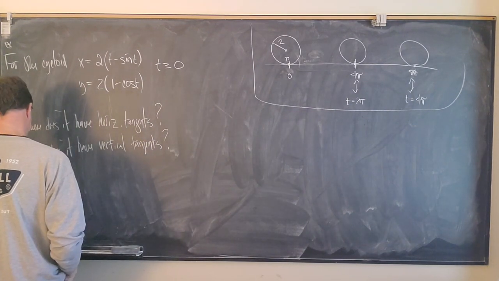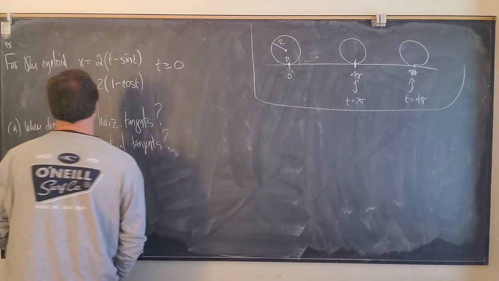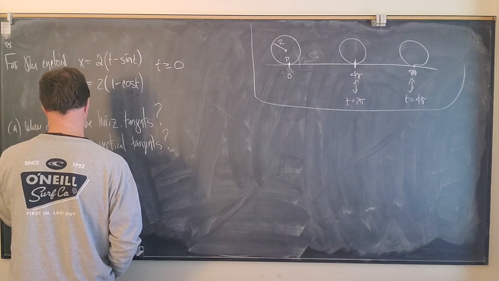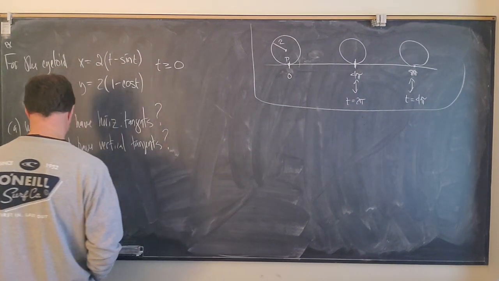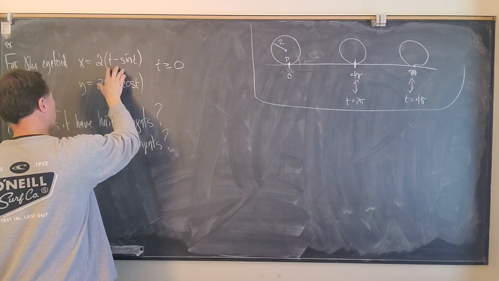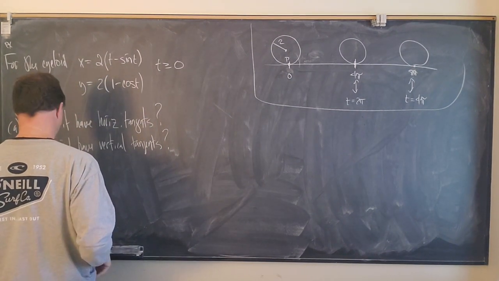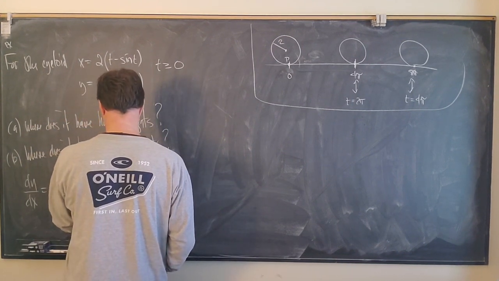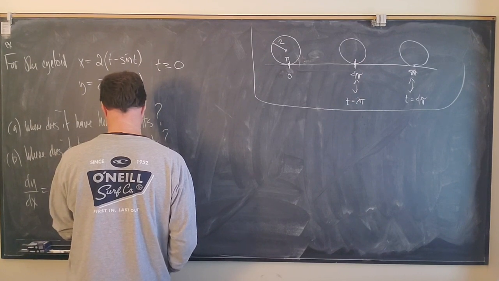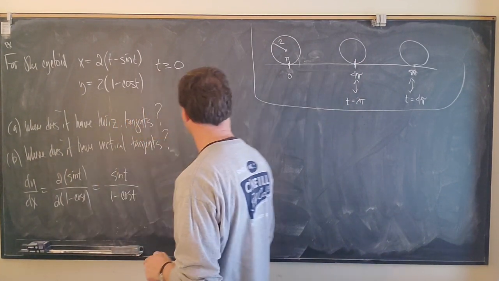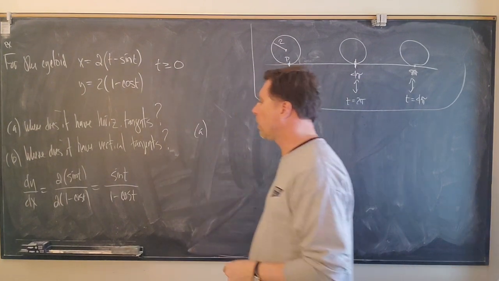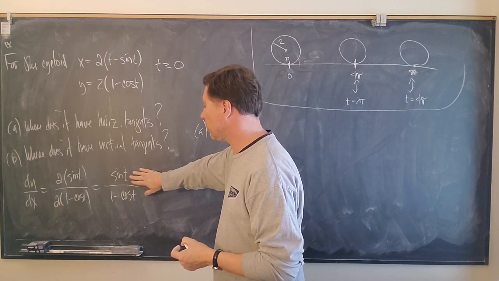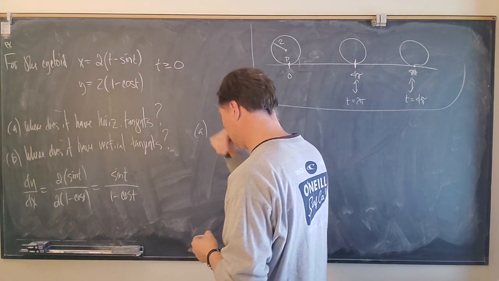So dy/dx, that's going to be 2 times sine t divided by, the derivative of the x function is going to be 2 times 1 minus cosine t. So if we simplify, that's going to be sine t divided by 1 minus cosine t. So for part A, we're going to get horizontal tangents any time that the numerator is equal to 0, assuming that the denominator is not equal to 0.